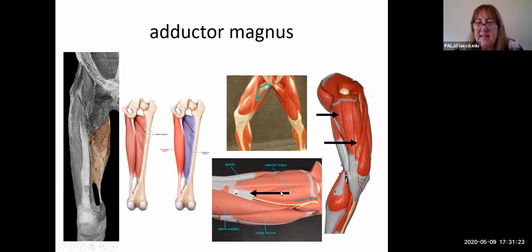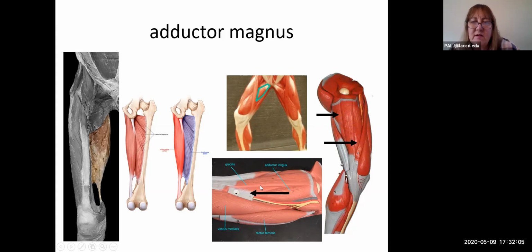This bottom picture, what has happened is the sartorius right here has been removed. Okay. So there's your adductor longus. Here's the medial aspect of your thigh because this is your gracilis. Okay. And there's your vastus medialis. And normally you would have your sartorius here, and then this would be your adductor longus in that triangle. So if you go down to where the corner point is right here, that would be right here. And when the sartorius is missing, you actually can see more of the muscle.